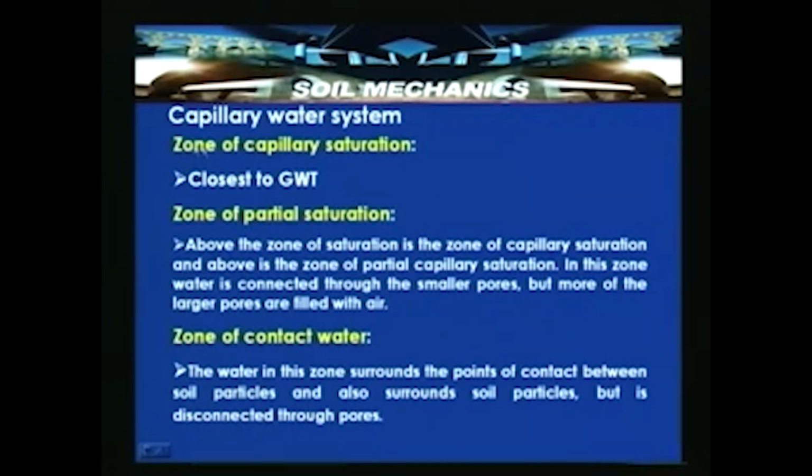Now let us look into the details, like the zone of capillary saturation, which is the closest to the groundwater table, which remains in contact with water, and which has these columns of water occupying the pore spaces of the soil, which results in saturation of the soil mass even above the groundwater table.